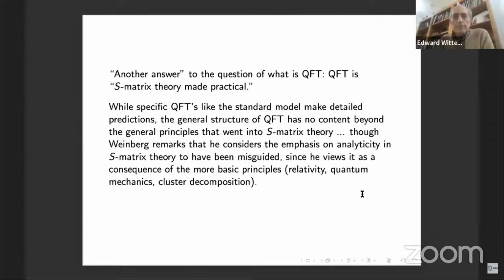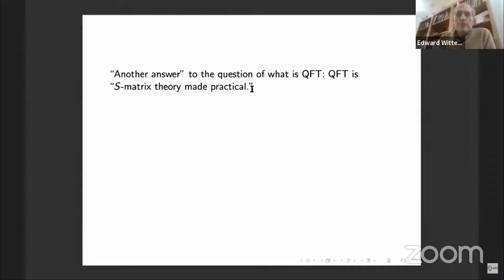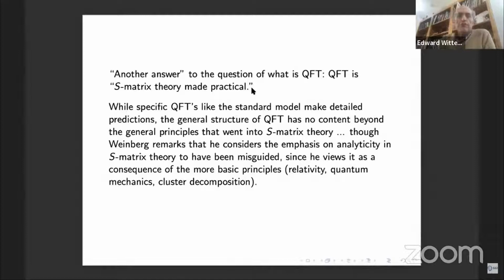But he says that quantum field theory is S-matrix theory made practical, by which he means the following. So specific quantum field theories like the standard model make detailed predictions. But he writes, the general structure of quantum field theory has no content beyond the general principles that went into S-matrix theory. Because if you allow yourself arbitrary terms in a low energy expansion of an effective field theory, you end up generating in a low energy expansion the most general S matrix that's consistent with general principles.